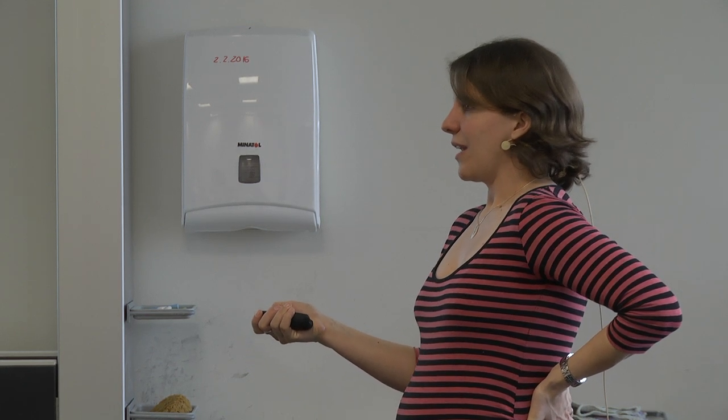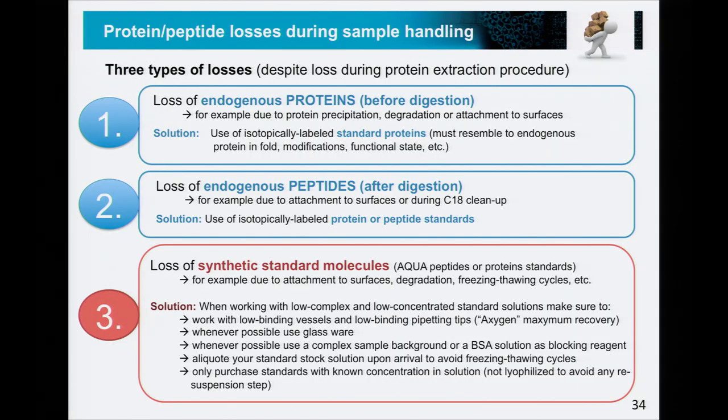Whenever possible, use glassware. So in general, glassware is less prone to this attachment. Do dilution series in little glass vials. Don't do them in Eppendorf cups. Whenever possible, use a background or a BSA solution to do the blocking of the surfaces. Aliquot your standards upon arrival, and always take a fresh aliquot. Don't do a lot of freeze-thaw cycles to one vial.